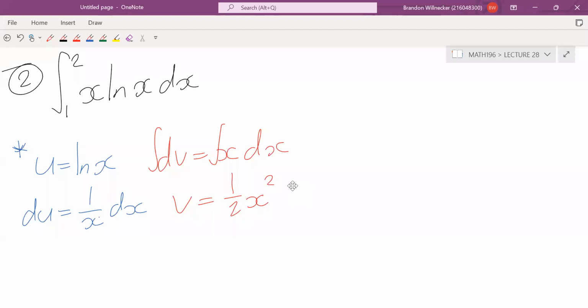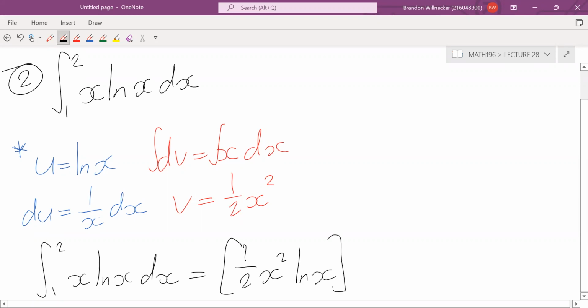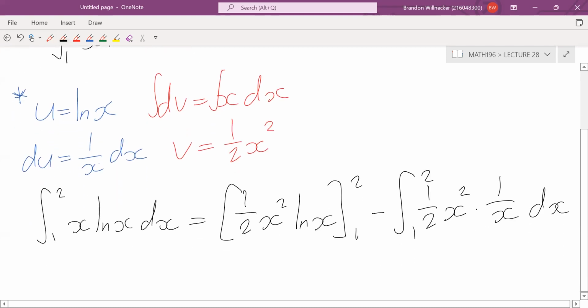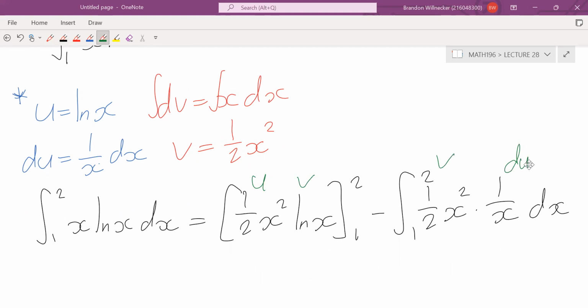So what we need to do now is substitute into the formula. The integral from 1 to 2 of x natural log of x dx will be u times v evaluated at the bounds. So it will be 1/2 x squared natural log of x evaluated from 1 to 2, minus the integral from 1 to 2 of v du. So that will be 1/2 x squared times 1 over x dx. Okay, so I've substituted everything in, and remember to include the bounds.